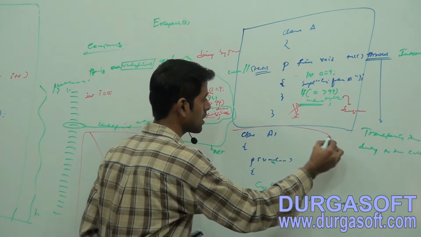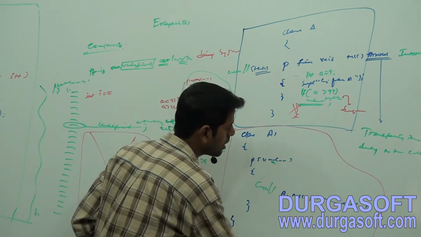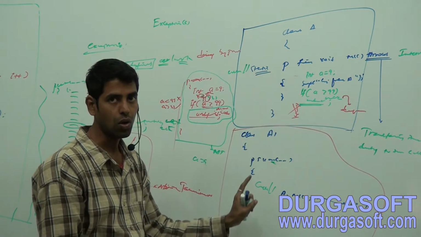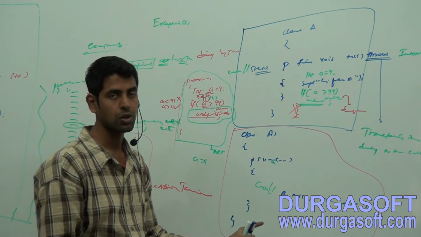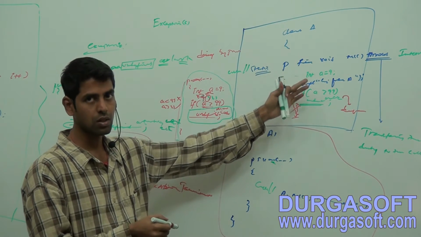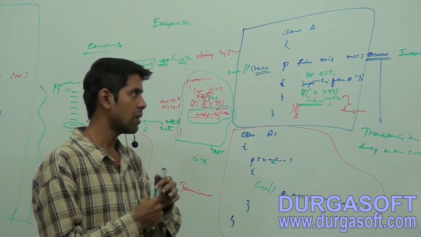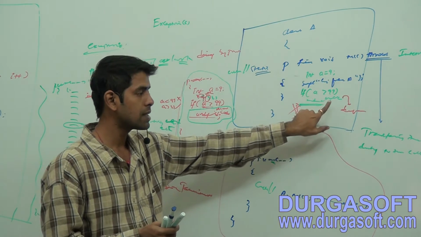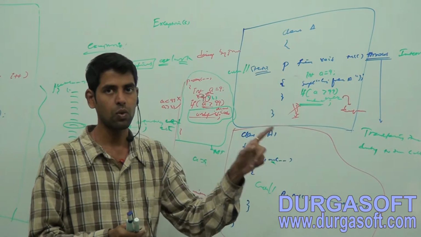Think that I am the developer of this class, and you are the utilizer of this class. You are going to reuse my code. If you have lakhs of lines of code here, definitely you may not be aware of this line. Now observe.